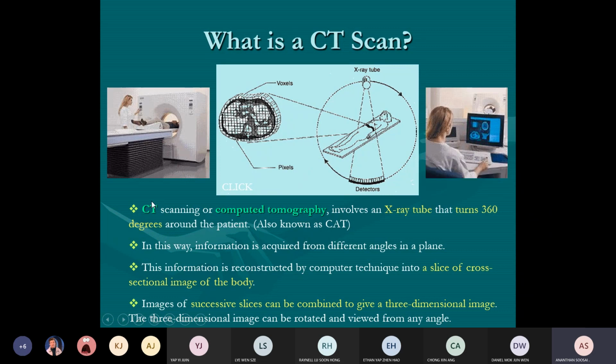Yeah, so let's go through these points. CT scanning is, of course, computed tomography. It involves an X-ray tube that turns 360 degrees around the patient. In this way, information is acquired from different angles in a plane. This information will be reconstructed by computer techniques into a slice, a cross-sectional area of the body. Let me show you what the image here does.